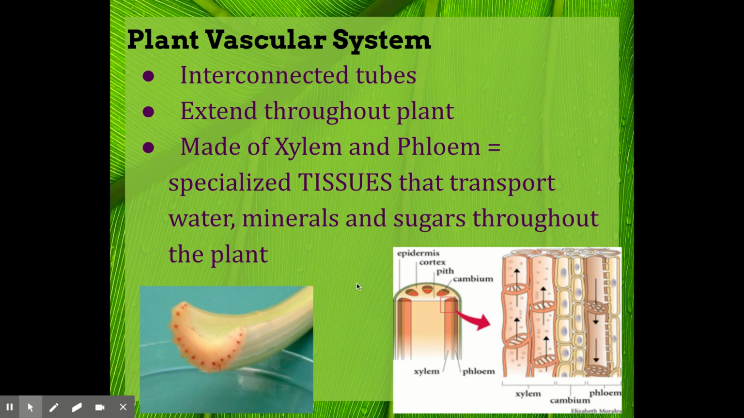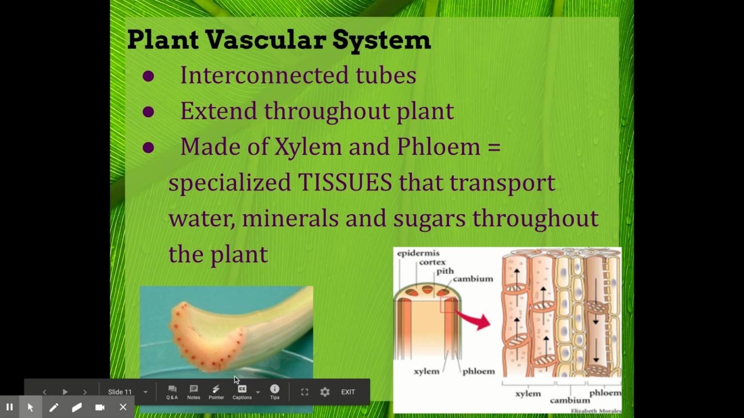So the plant vascular system is a big part of this. This is the way that the water and the sugar move. The plant's vascular system is made up of interconnected tubes. It extends throughout the whole plant, and this system is made up of xylem and phloem. So these are specialized tissues that transport water, minerals, and sugars throughout the plant.